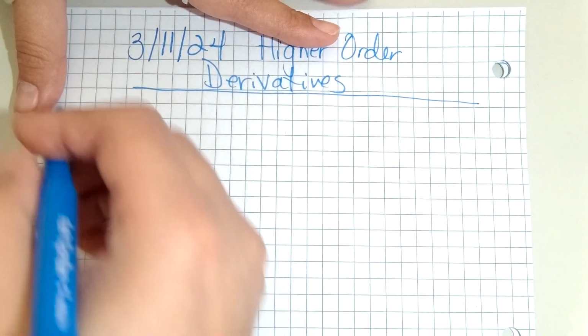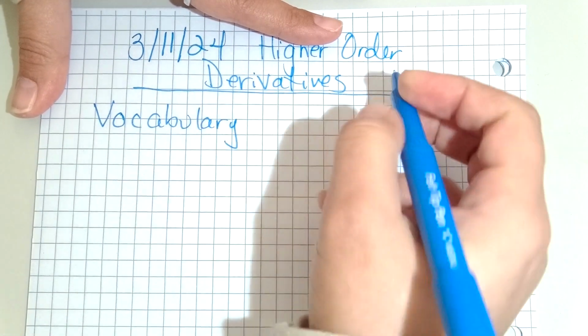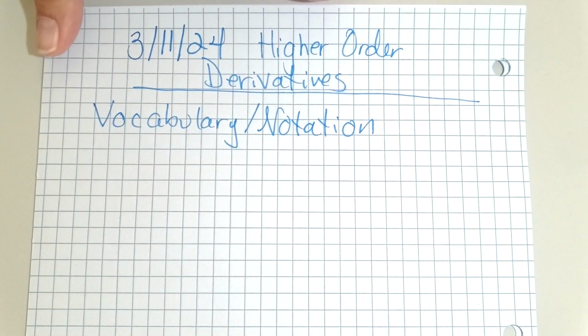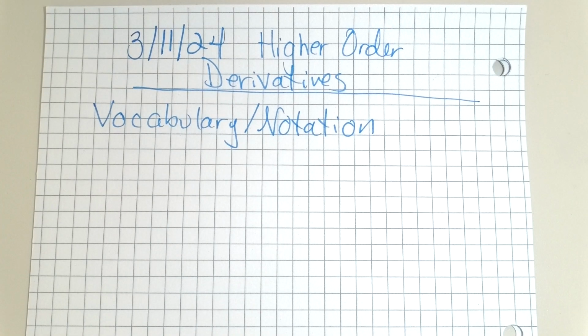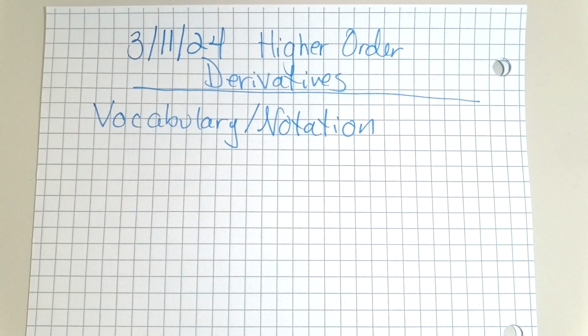So we need some vocabulary and notation. Can you see that? Or do I need to make it darker? I'm sorry? Darker? Yeah. Okay. What'd you say? Or this way? I thought you meant like the lights. Oh, no. I need to keep them on.